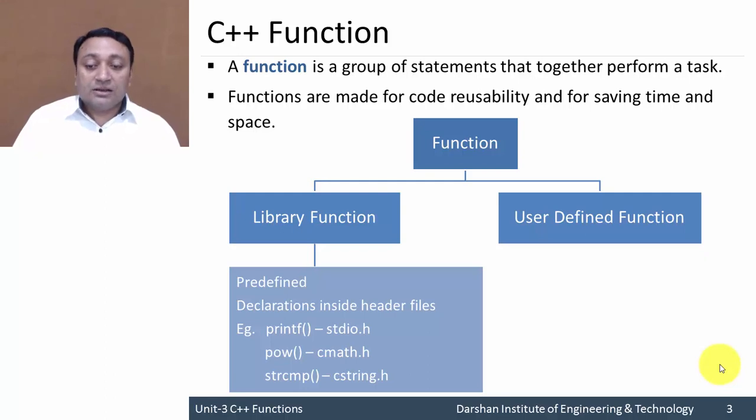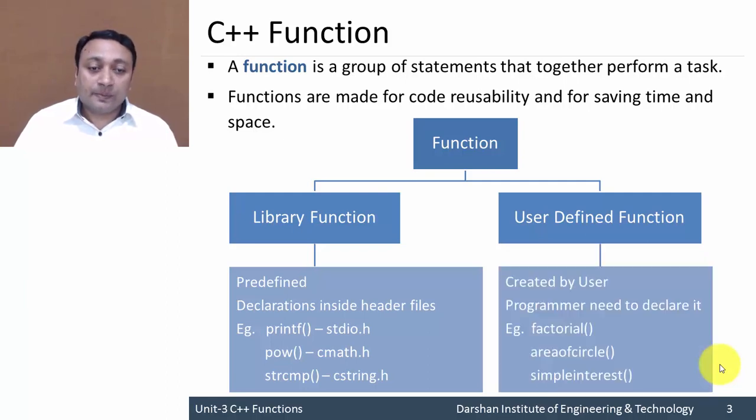String compare, that is a string function. In C language we used to write string.h. In C++ you are supposed to write hash include cstring. So these are the functions that are predefined. Now suppose we want to create our own functions, so that is under the category user defined function. So UDF is created by the user.